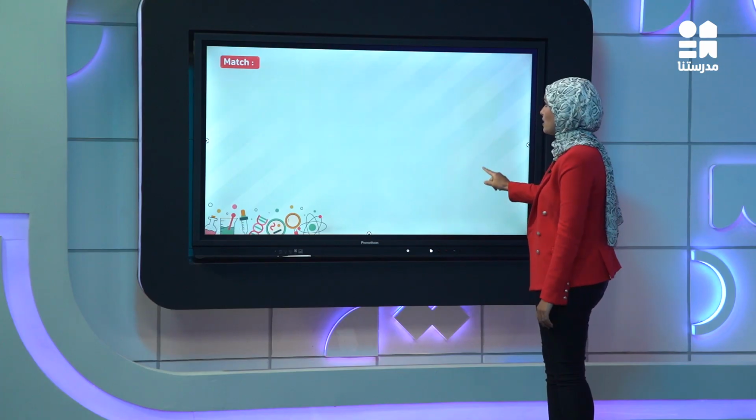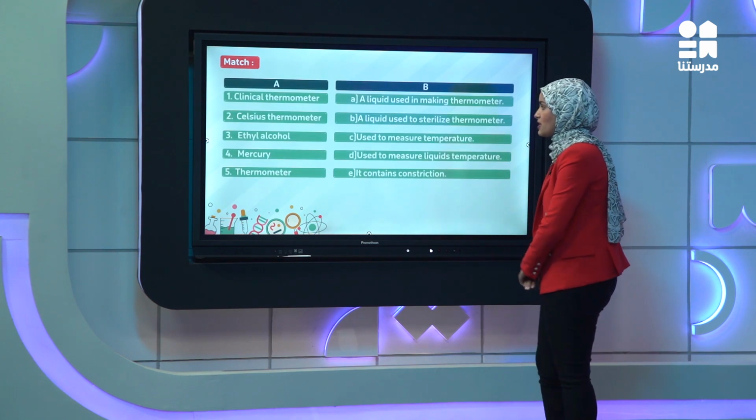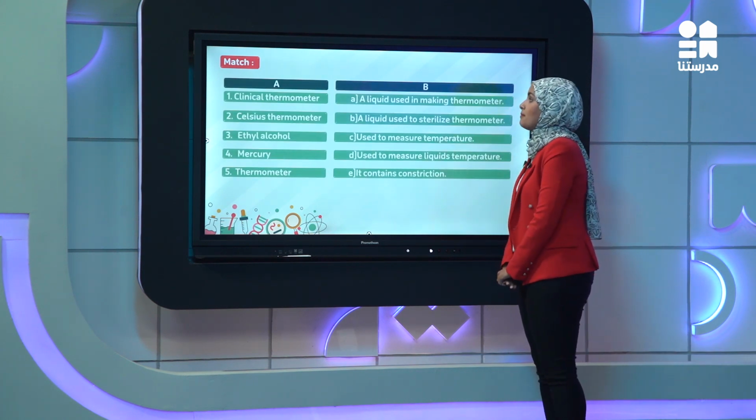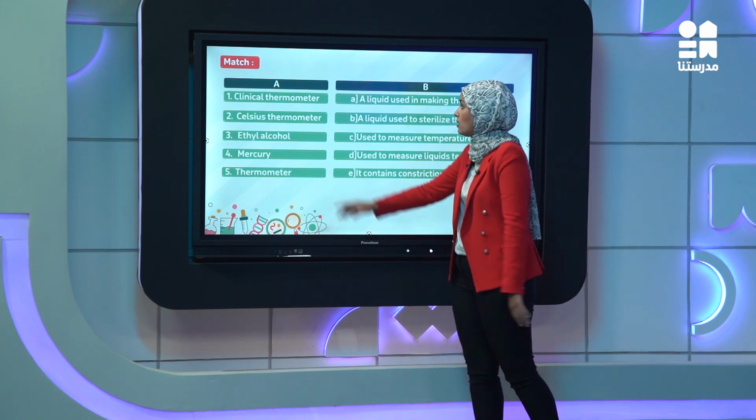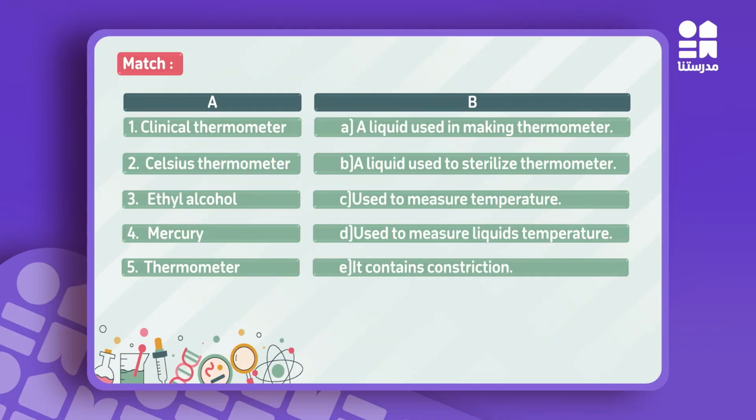Okay? Another matching question. This one is about thermometers. Match from column A what suits it from column B. Let's read the whole table together first. A: clinical thermometer, which is the other name of medical thermometer; Celsius thermometer; ethyl alcohol; mercury thermometer. And in B: a liquid used in making thermometer, a liquid used to sterilize thermometer, used to measure temperature, used to measure liquids temperature, it contains constriction. Let's start solving.